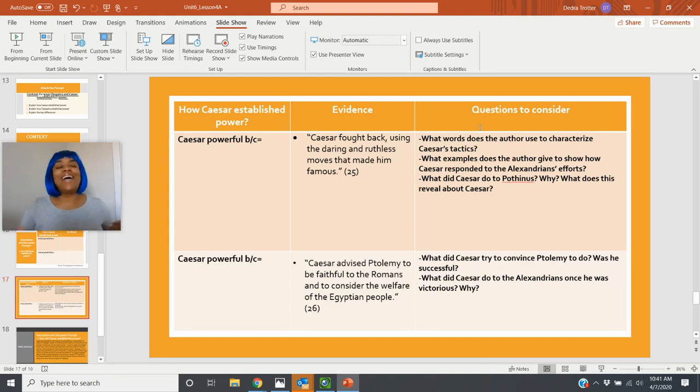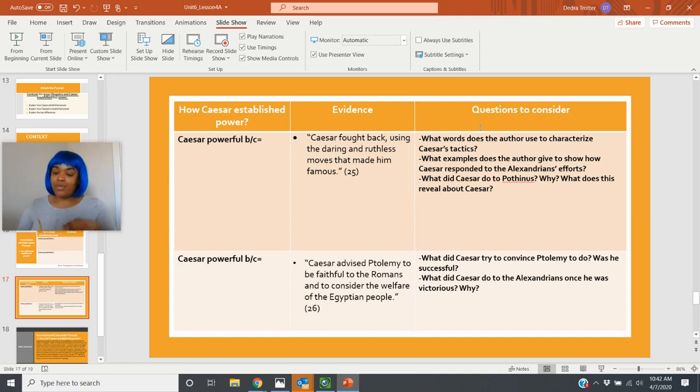Come on, guys. Push, push, push. We are almost done. Now, look at your T chart. What's missing? We need our because statement. Go over to the last box. Caesar's powerful because. Let's complete our because statement.